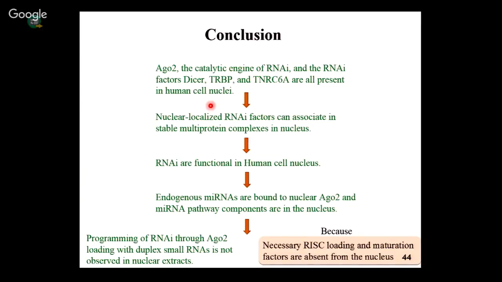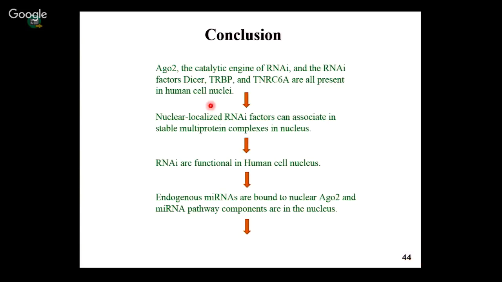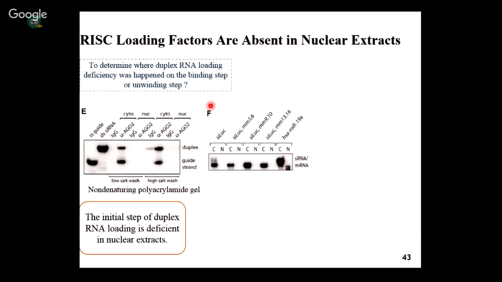I have a question. Could you go back to the slide for figure 6F? Do you think the human miR-19A processed product in the nucleus is the same as the cytoplasmic one?